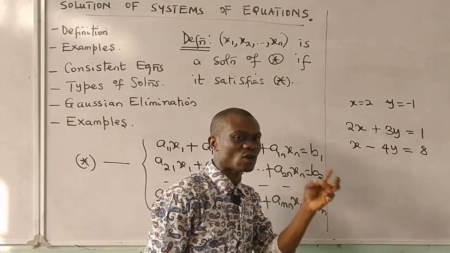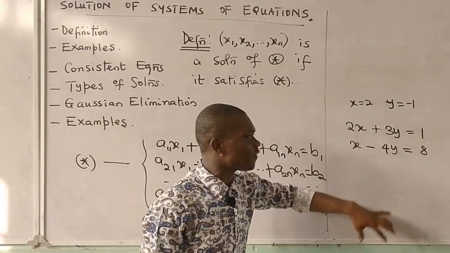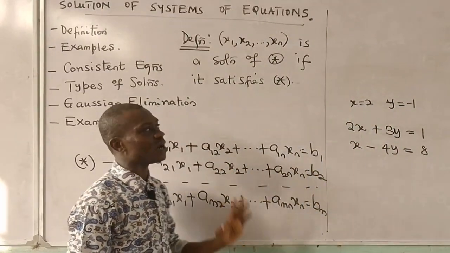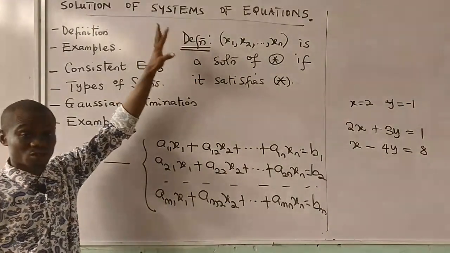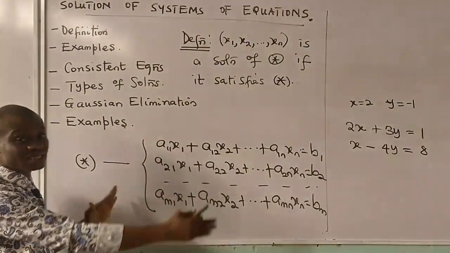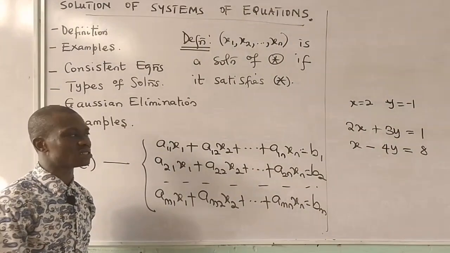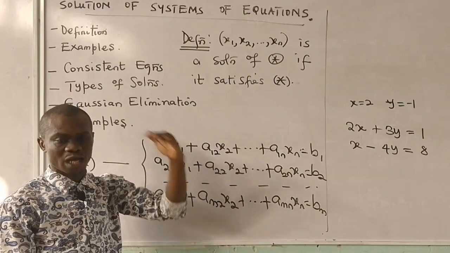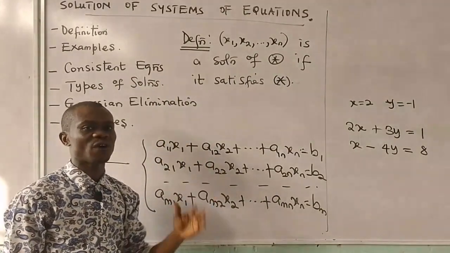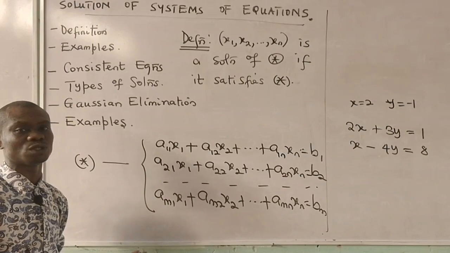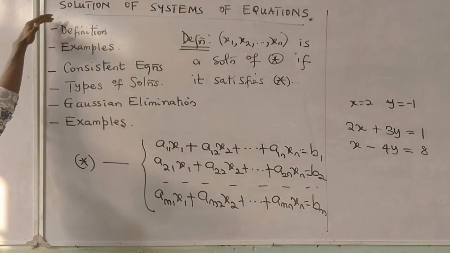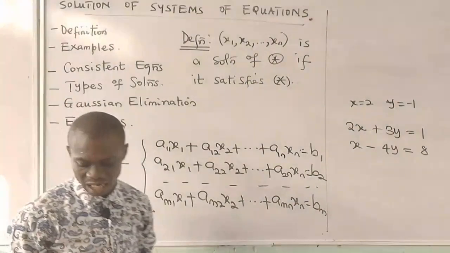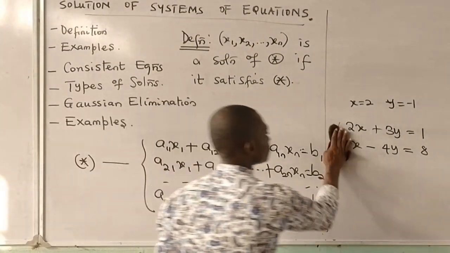But we are looking for the set of values of x and y that will satisfy equation 1 and at the same time satisfy equation 2. Those set of values are what we call the solution set of the system of equations. So if the system contains 3 equations, your solutions must satisfy equation 1, 2, and 3. And whatever is in the solution set should be able to do that. Alright, so that is what we mean by solution of a system. And so we can take some examples now.